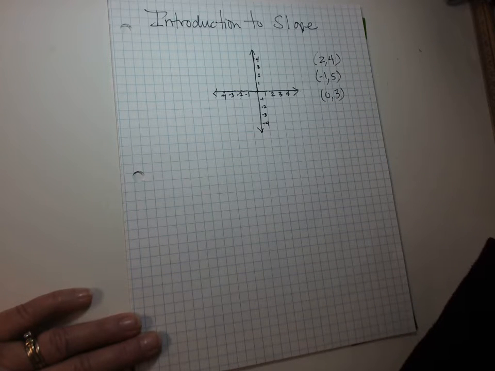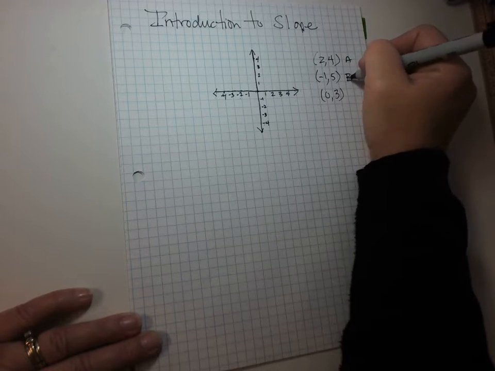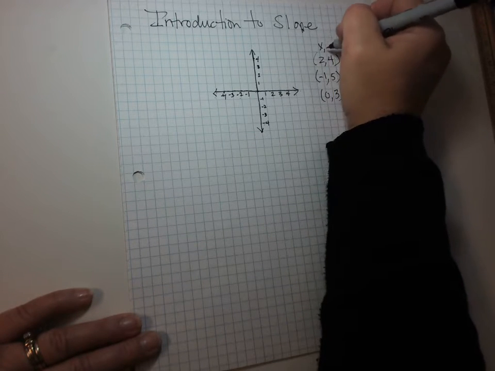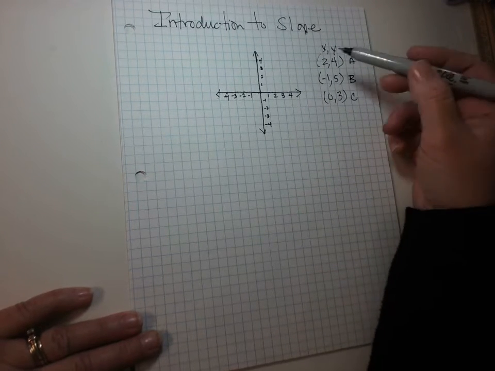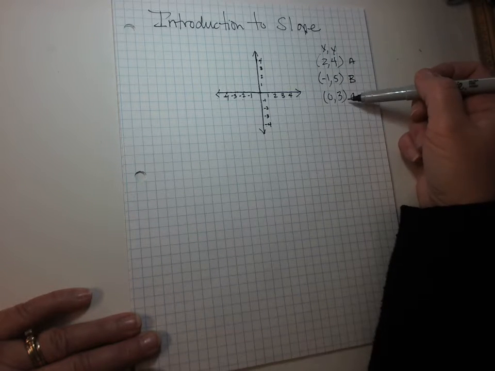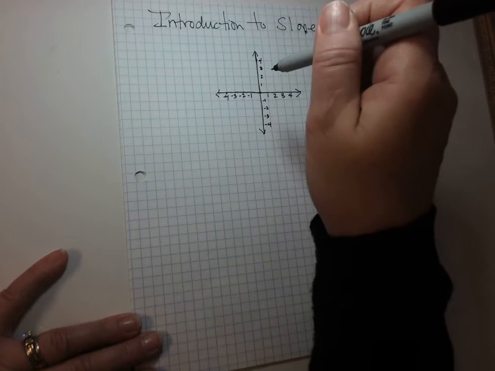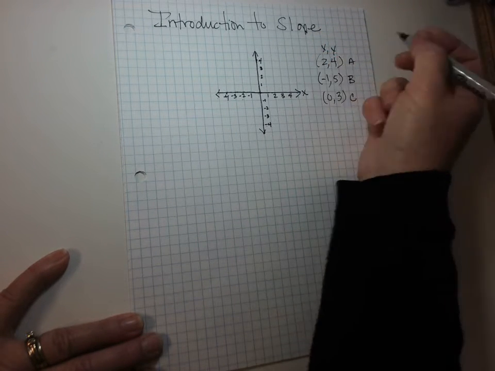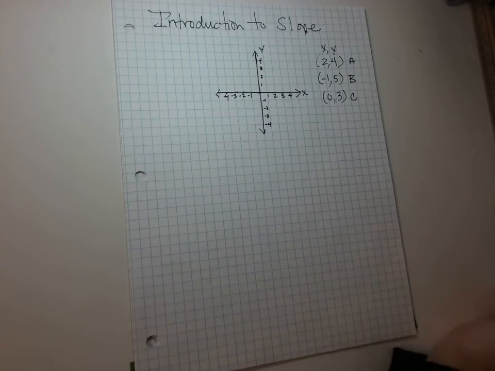Let's try that. So this will be point A, point B, point C. These are X's, these are Y's. The first number in this ordered pair is going to be an X, and the second number is going to be a Y. The X and the Y coordinate with our axes on the coordinate plane. So this is the X axis, this is the Y axis. That's super important to remember, and we're going to need it for lots of reasons.